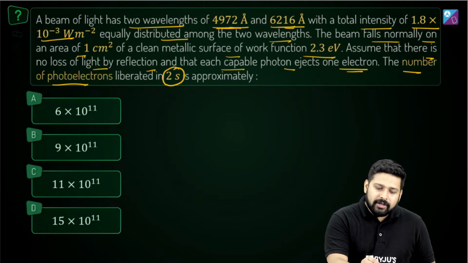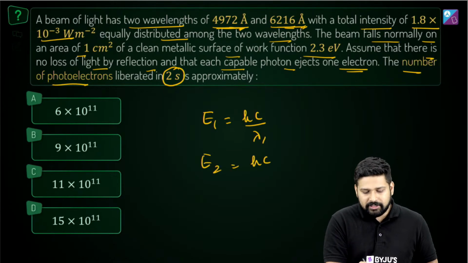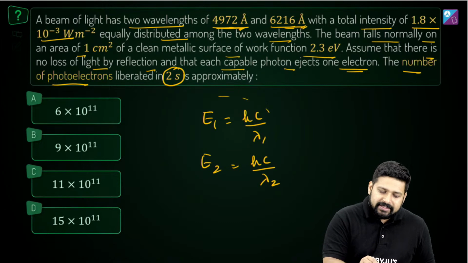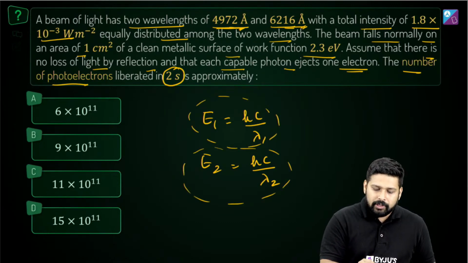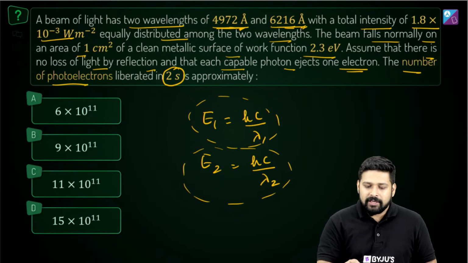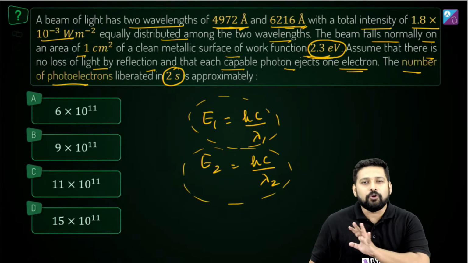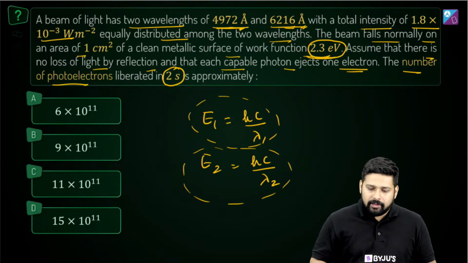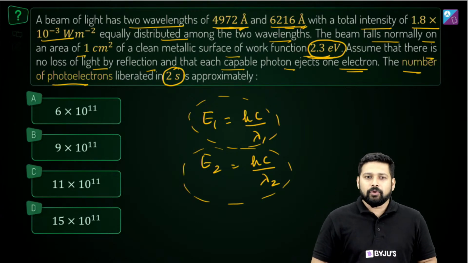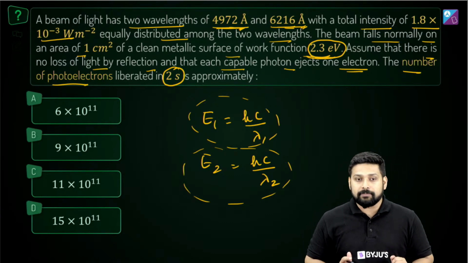First of all, find the energy associated with both of these values. That means I can write E1 is equal to hc by lambda 1 and E2 is equal to hc by lambda 2. Now, if either of the energies E1 and E2 is less than the work function, then that particular radiation will cause no photoelectric effect. If it is less than the work function, what was the work function? It was the minimum energy required to take the electron out of this metal surface.